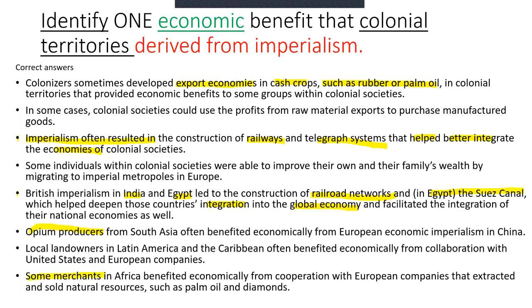Some merchants. Let me pause on this one to point out, guys, when you're looking at positives and negatives, nothing is ever all good or all bad. Even in imperialism in Africa, for example, some people benefited. How did they benefit? Some merchants benefited by cooperating with European companies that extracted and sold natural resources. But again, such as palm oil and diamonds is what gets you over the top, right, guys?